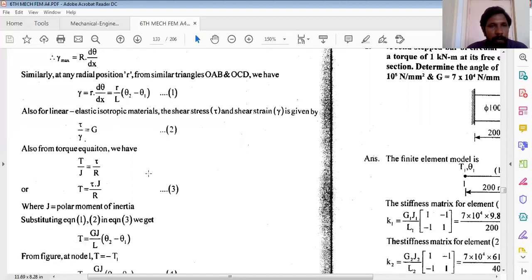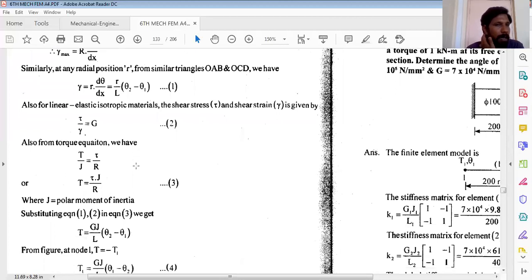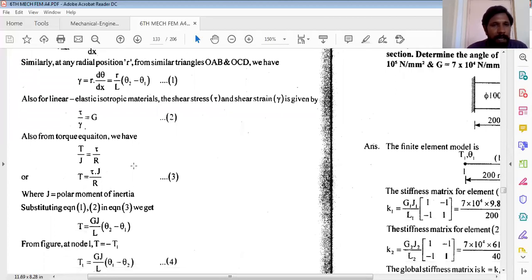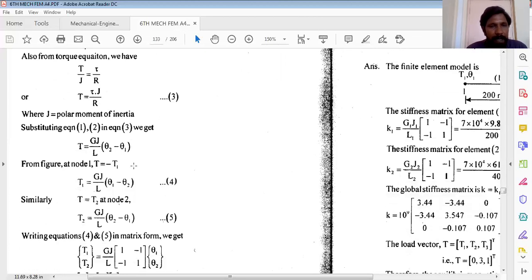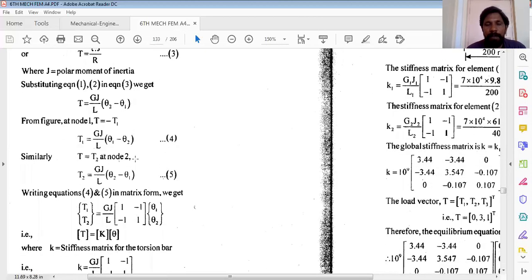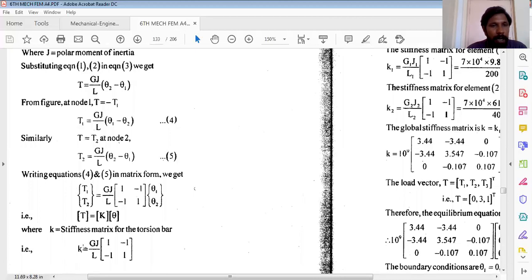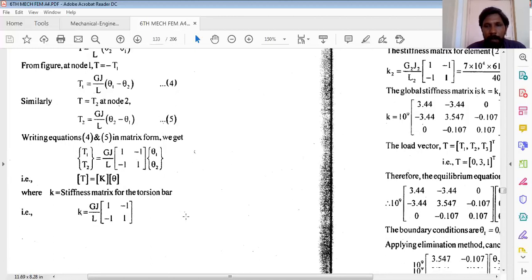So from these simple calculations, or by applying these simple relations, we can get the stiffness matrix for a member subjected to twisting moment or torque, and that stiffness matrix K is given by GJ by L in the matrix of 1, minus 1, minus 1, 1, where G is the modulus of rigidity, J is the polar moment of inertia, and L is the length of the member.